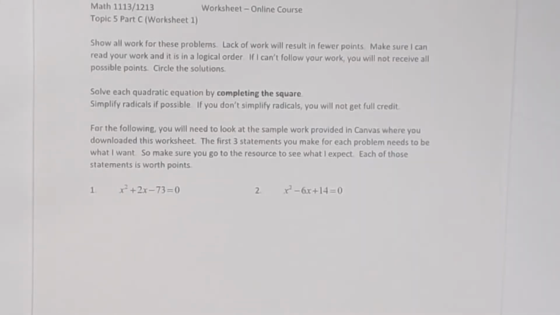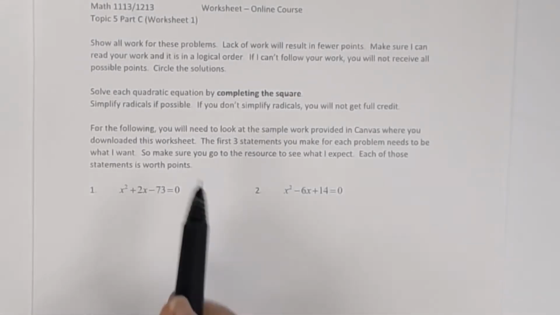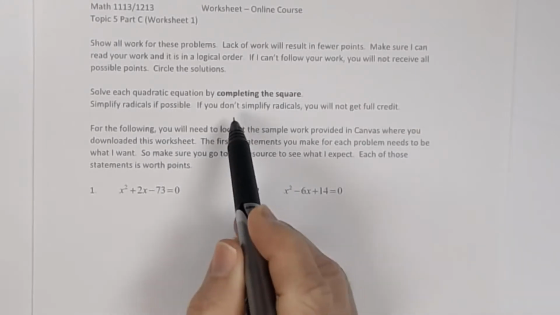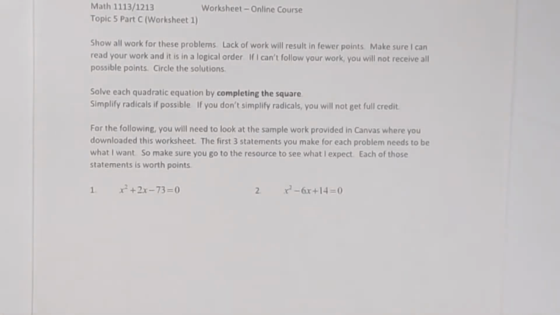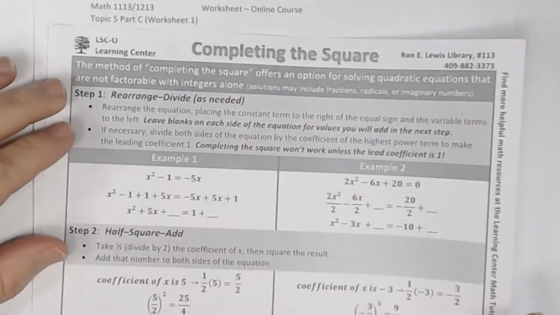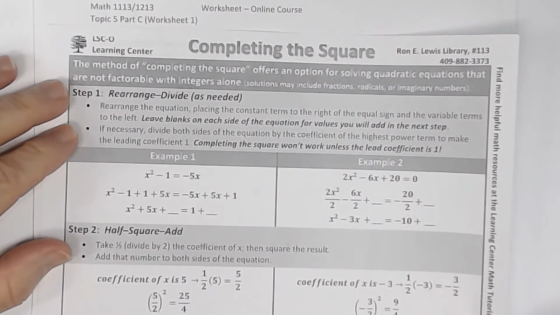This is a key to the worksheet on topic 5, part C, worksheet 1. In this worksheet, you want to solve each of these quadratic equations by completing the square. So you must use completing the square. Now, one of the resources that was provided for you in Canvas is this handout on completing the square.